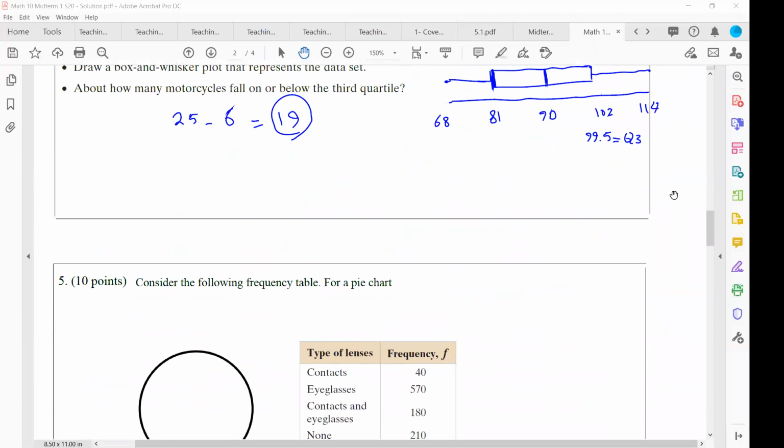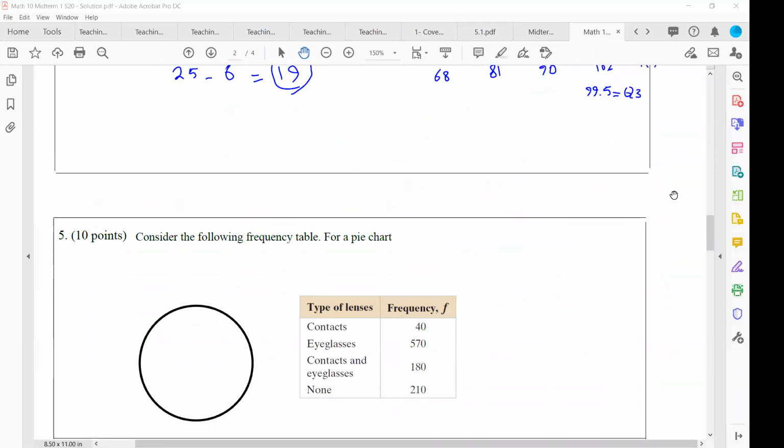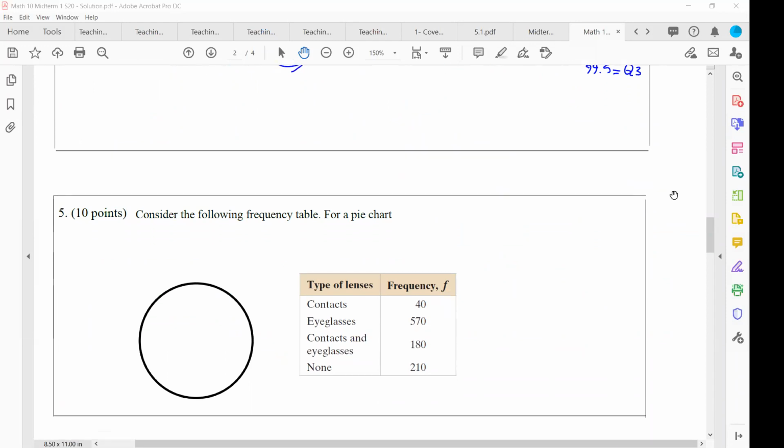Next question. Question 5. So here you have categorical data. The question says, consider the following frequency table and form a pie chart. Very well. So the first step is to find relative frequency. It means that you have to take the frequency of each category and divide it by the total frequency. 180 divided by the total frequency, 210 divided by the total frequency.